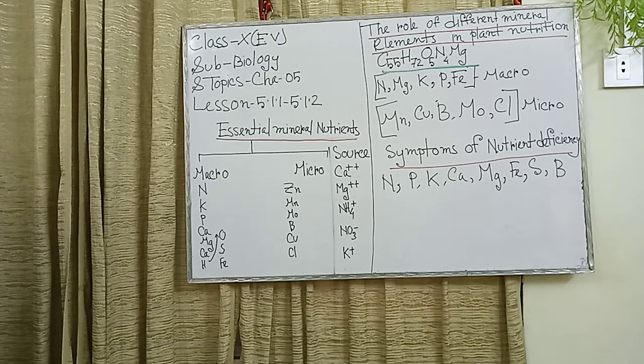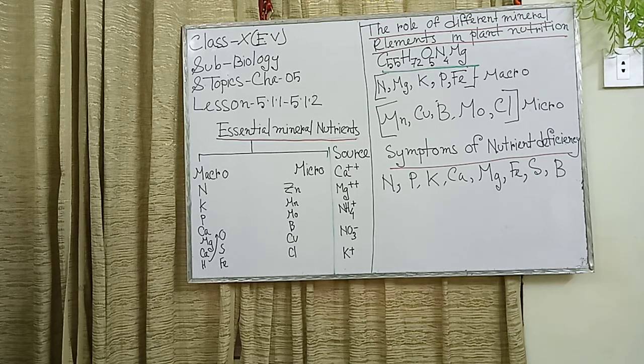Students, please see the board. I also draw a flow chart. Essential mineral nutrients. Here I divide two groups. One is macro and another is micro. Macronutrients are the nutrient elements which are consumed by plants in large quantities for growth. They are called macronutrients or macro elements.